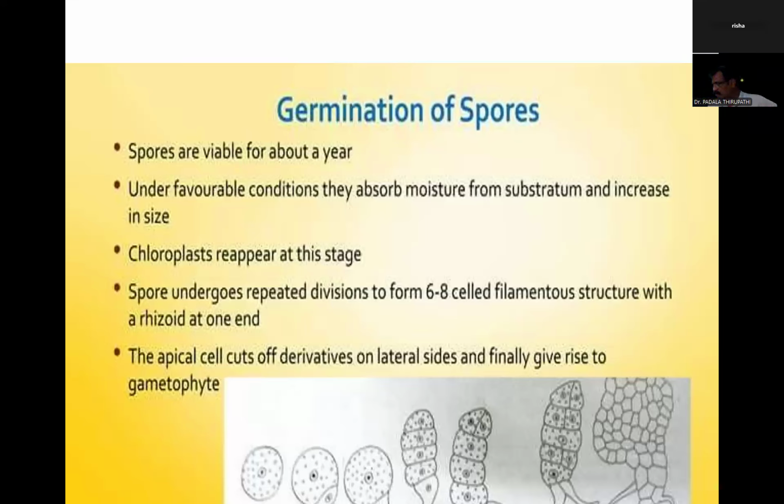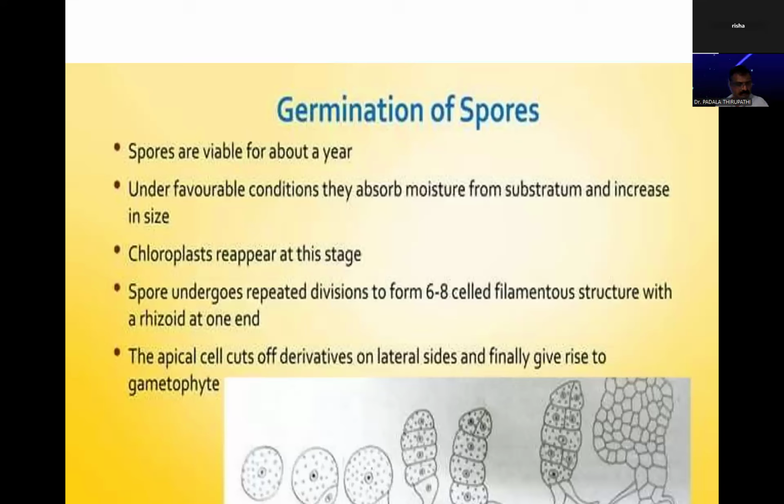Under favorable conditions, they absorb moisture from the substratum and increase in size. In the spores, chloroplasts are present. So chloroplast reappears at this stage. Chloroplast helps in photosynthesis and they produce food materials. Spores undergo repeated mitotic division to form a 6 to 8 celled filamentous structure with a rhizoid at the end. In the diagram, you can see rhizoids.